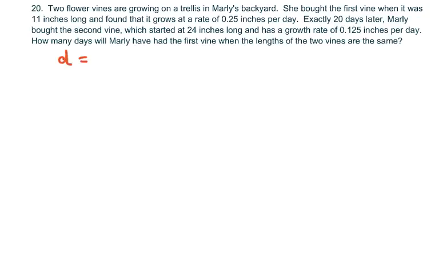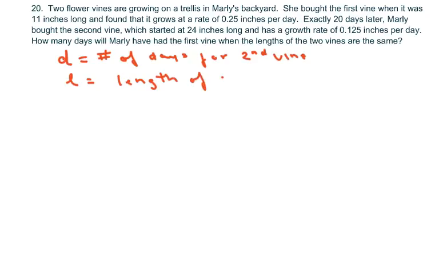equal the number of days of vine growth for the second vine, and we're going to let L represent the length of each vine.